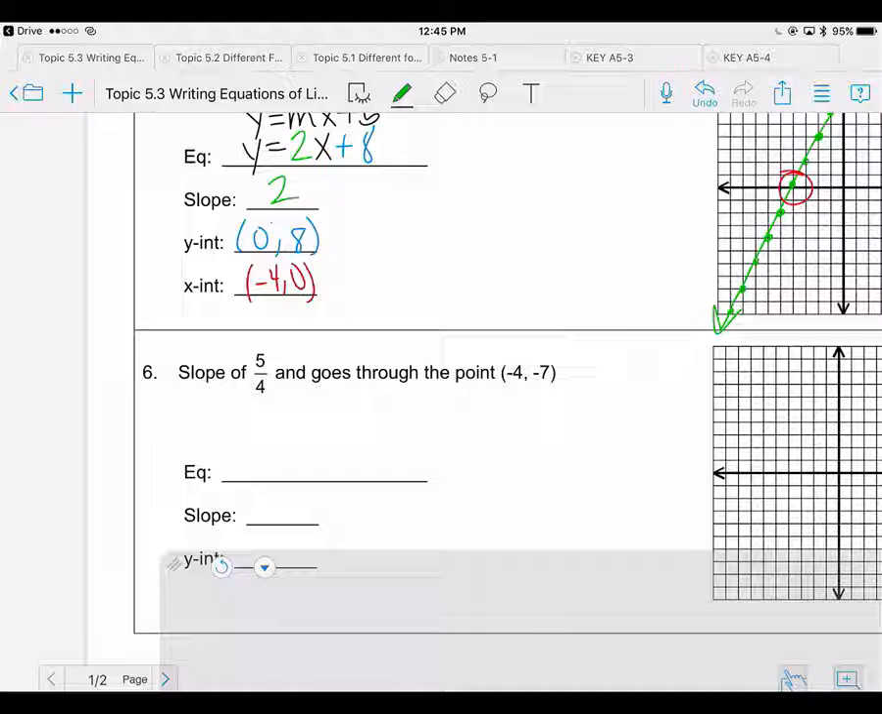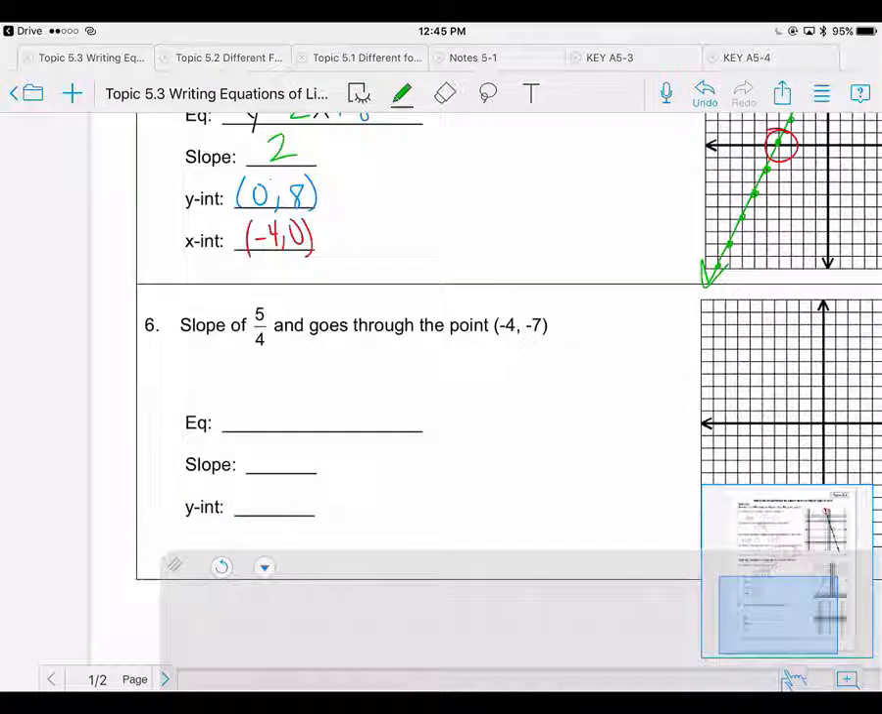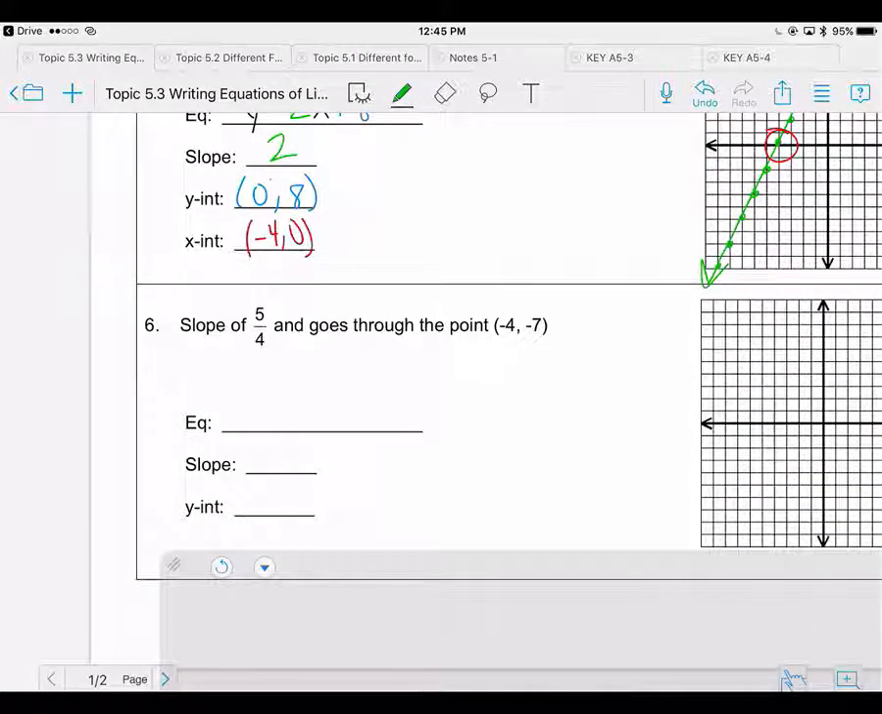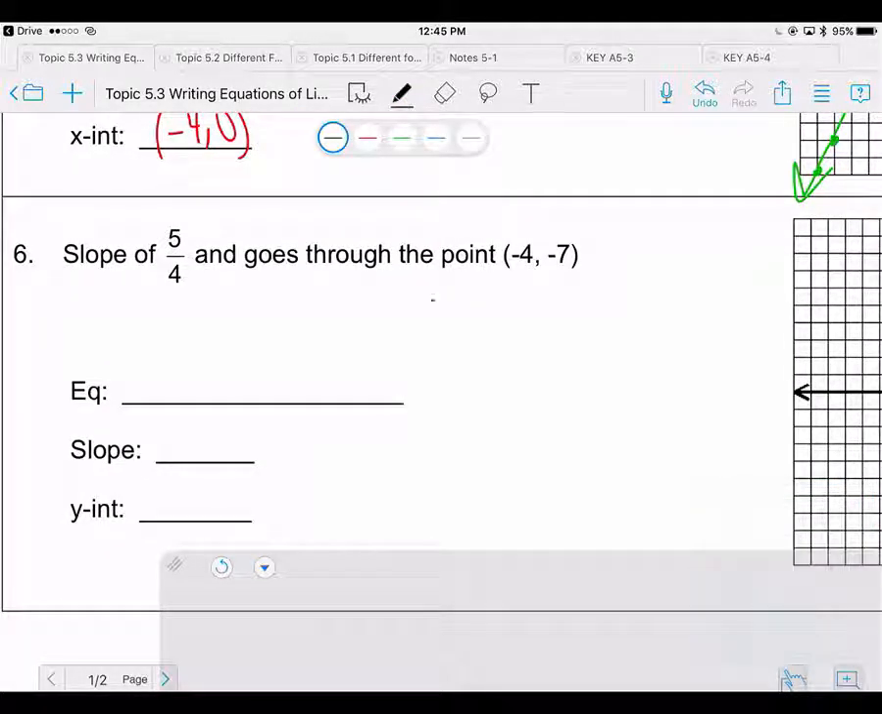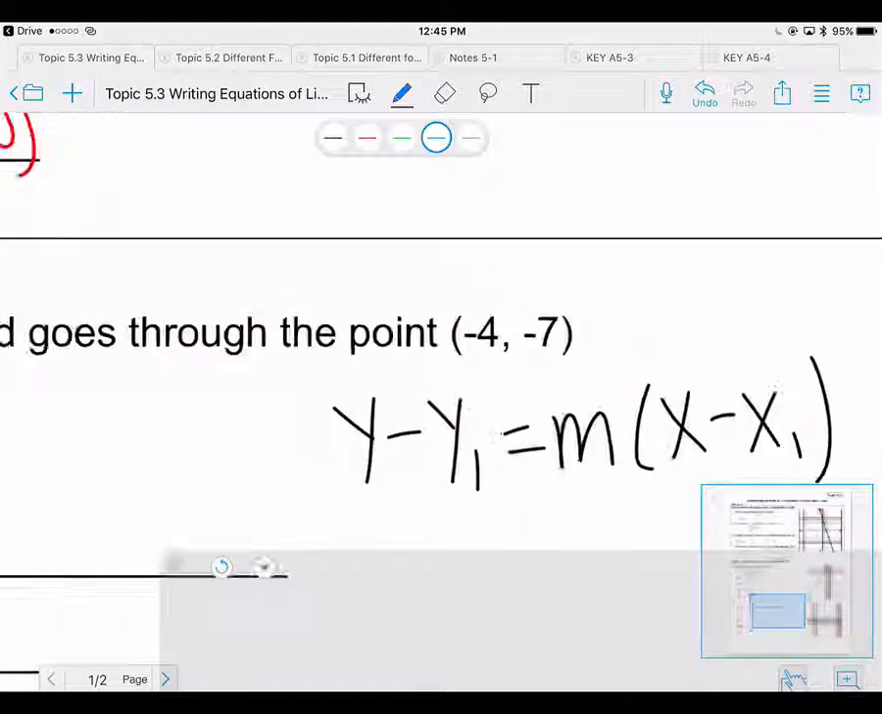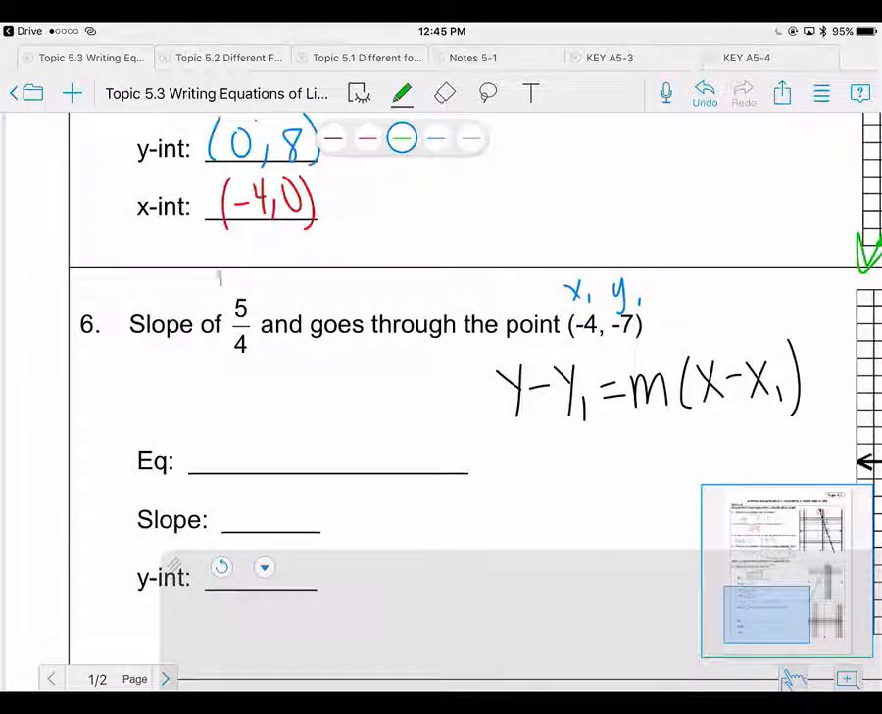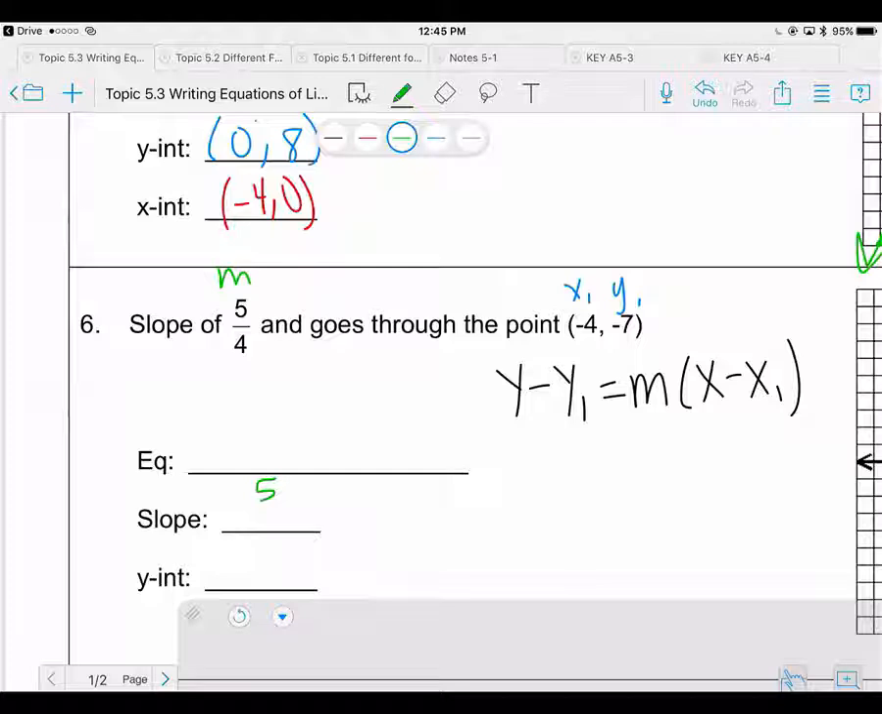For problem 6, we are given a slope and it goes through the point -4, -7. So remember, we can convert if we want to. We have y minus y1 equals m times x minus x1. So we label our point x1, y1. We're given the slope of 5/4. Remember that point there is not my y-intercept. When I plug in, I plug into y1, m, and x1.